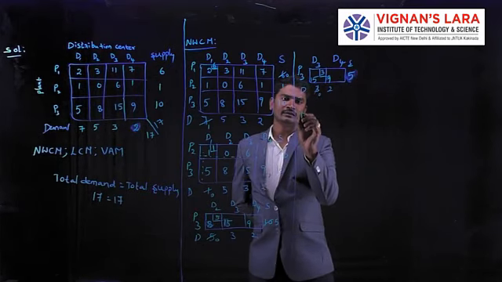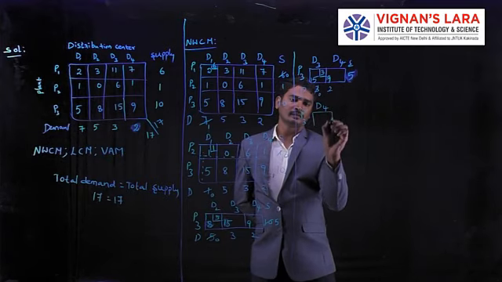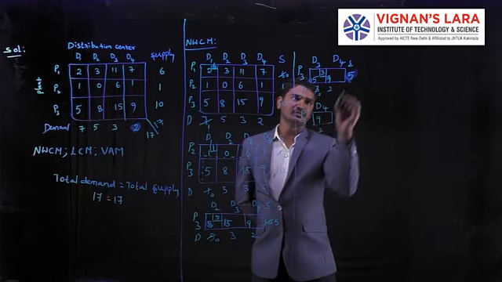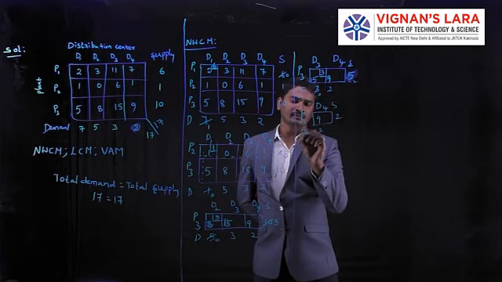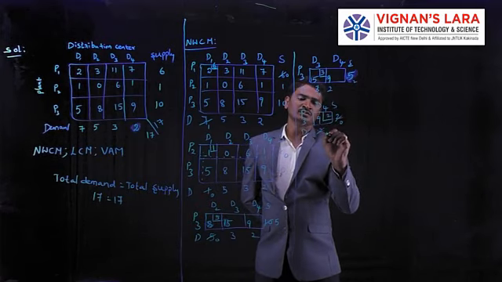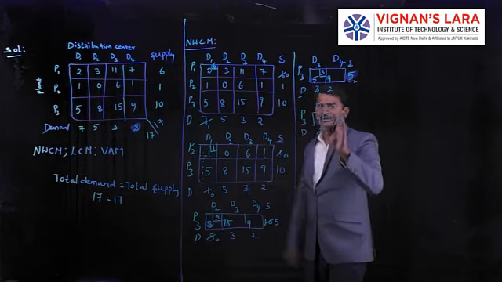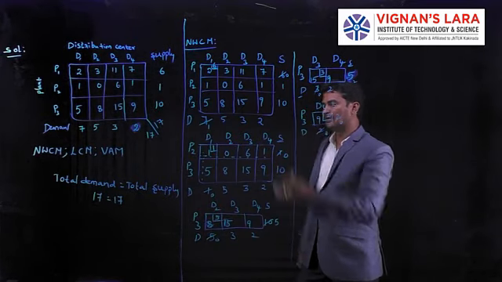So finally P3, D4, 9. Here 2 is there, supply also 2 is there. Here finally we are allocating 2 units. After this we are getting 0, 0. Okay, it is satisfied. Up to 1 by 1 matrix we have to do the iteration.